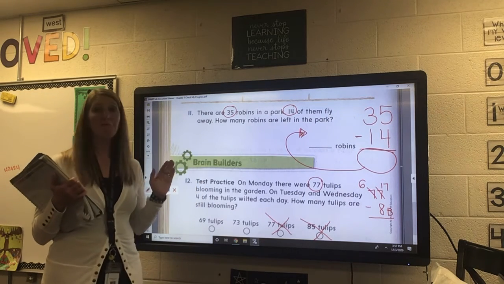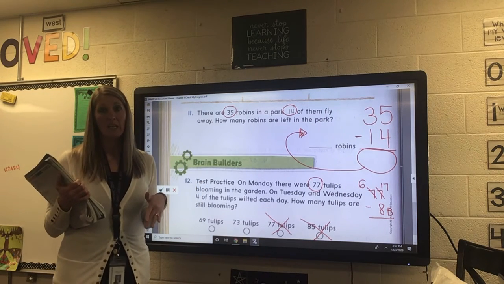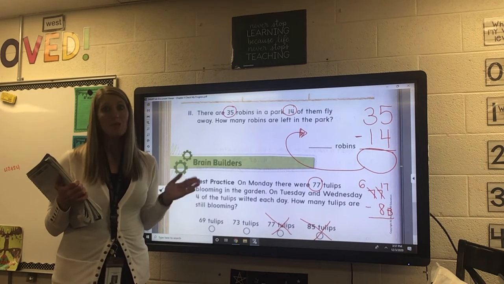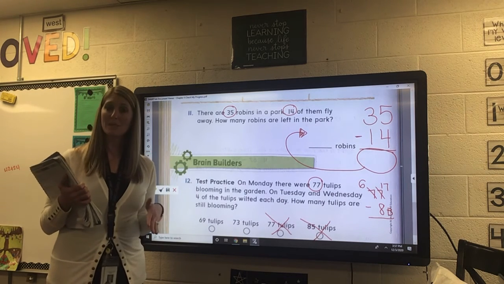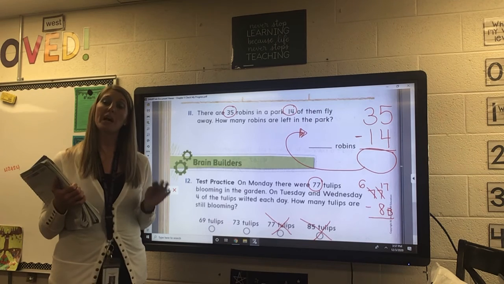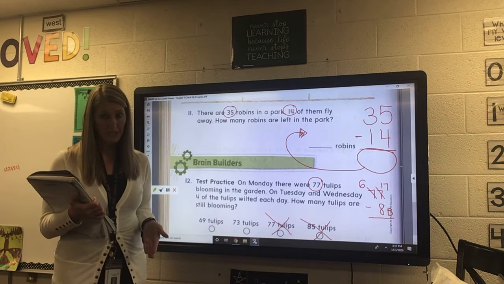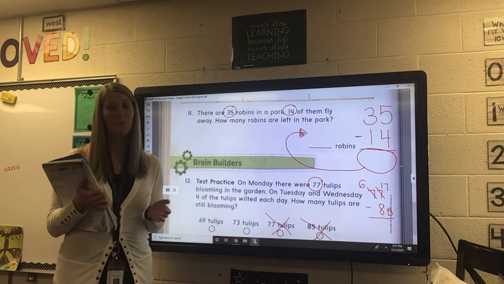All right, go ahead and finish this page. And when you are done, make sure you keep this in a safe place because you're going to hand it in so that I can check it to see how you are understanding subtraction of double digits with regrouping.